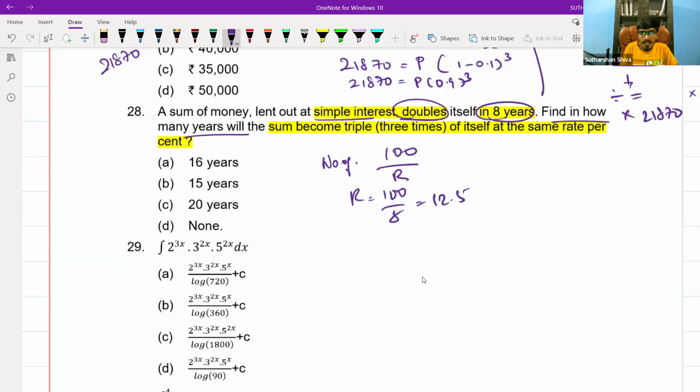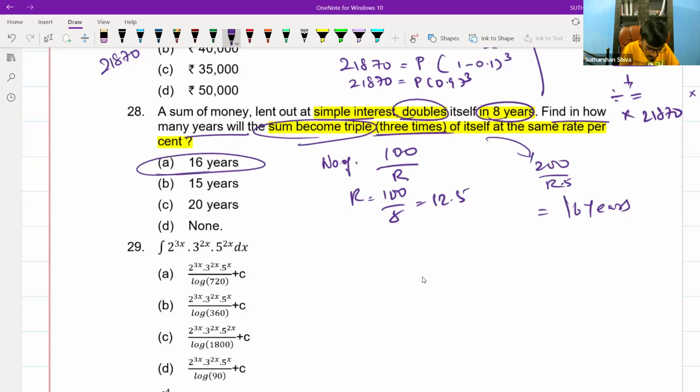Okay. Find how many years the sum becomes triple. Triples means we will do 200 by R. So, 200 divided by 12.5. You will get 16 years. So, the answer is 16 years. Option A is my answer.